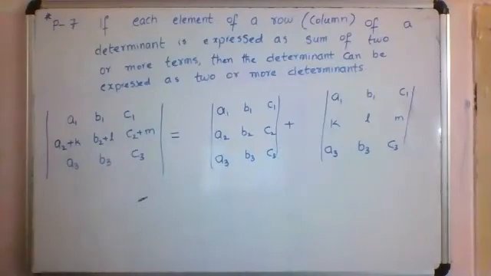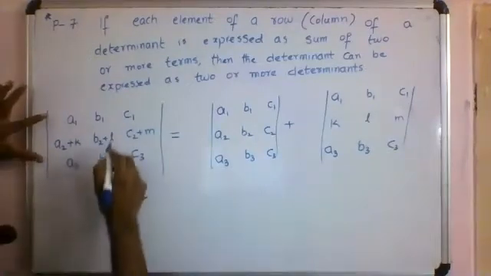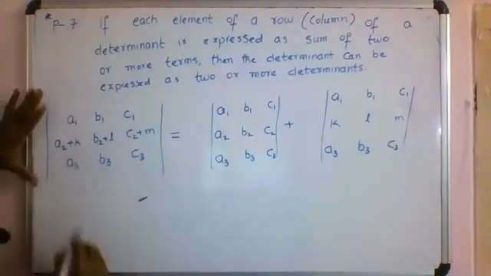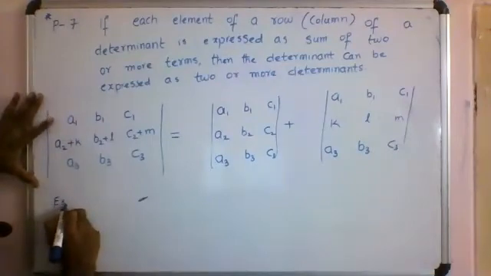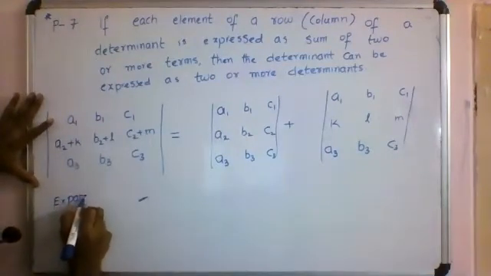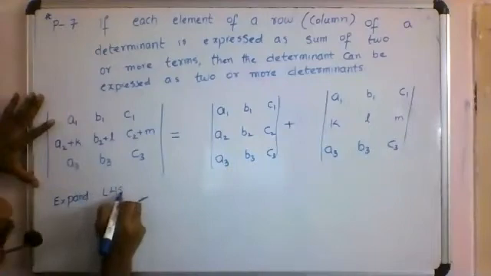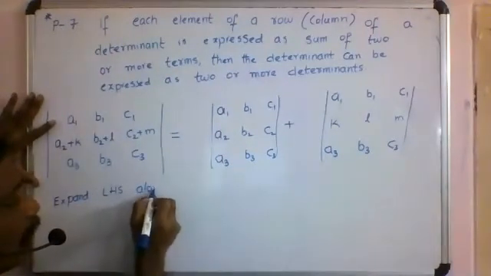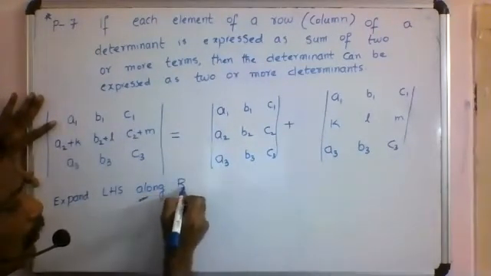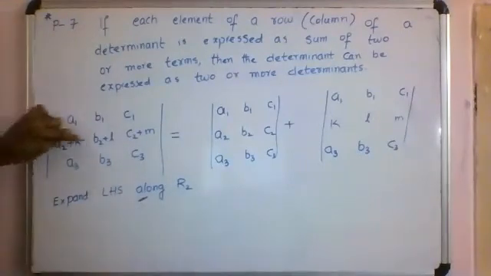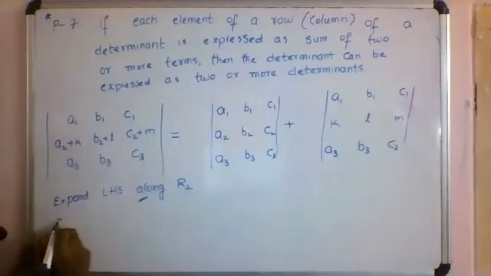So this is the property. Let us prove this. I expand this LHS along second row. I'll expand along second row. Okay, now let us do.